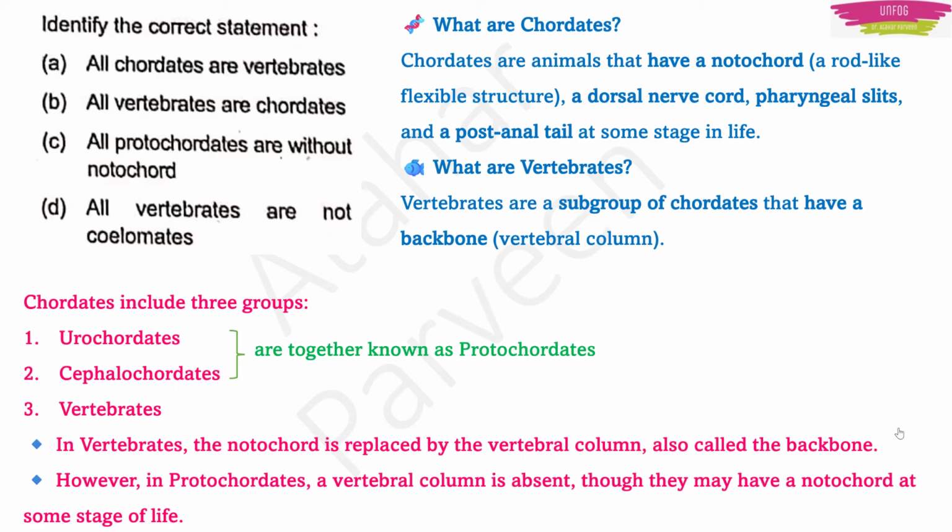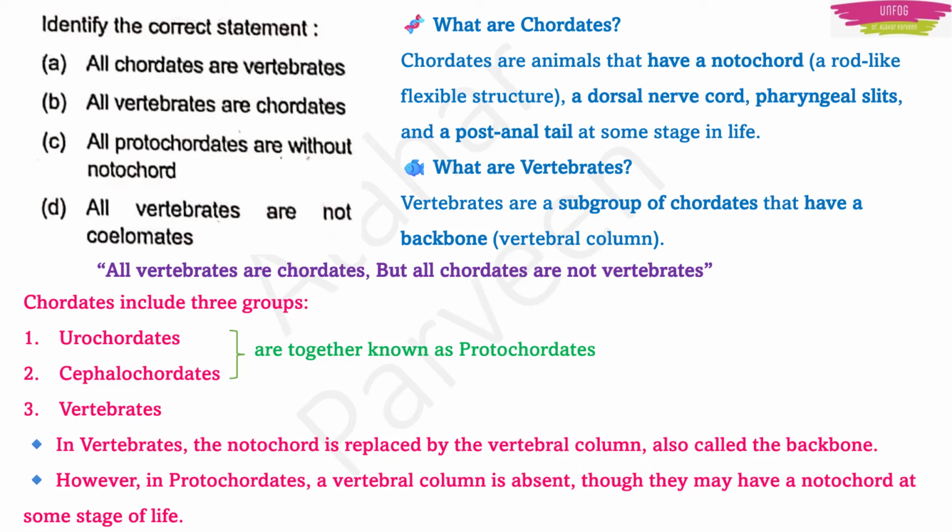Now what are the examples of vertebrates? Fish, amphibians, reptiles, birds and mammals, right? Actually they have a notochord at some stage in their life, which later becomes the vertebral column. So we can say that vertebrates are chordates. But all chordates are not vertebrates. So remember, all vertebrates are chordates.